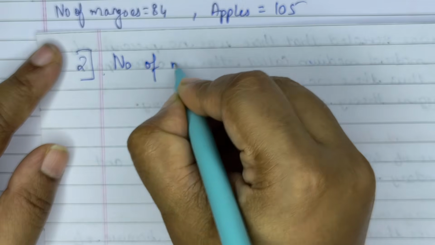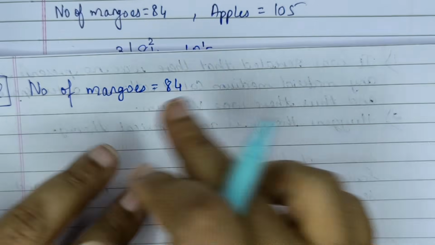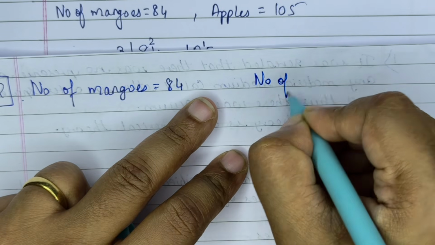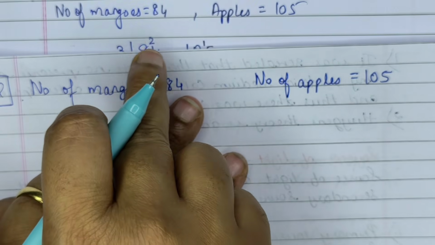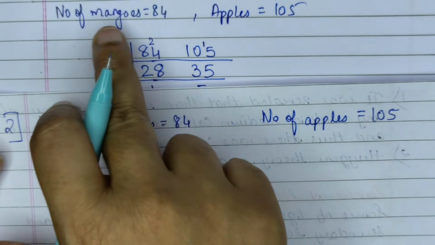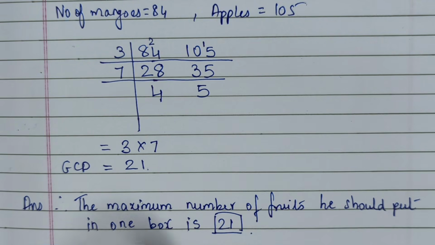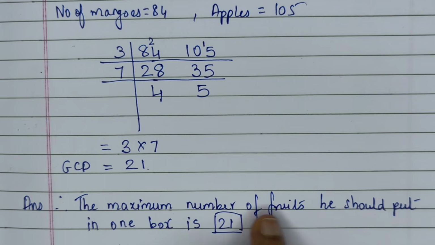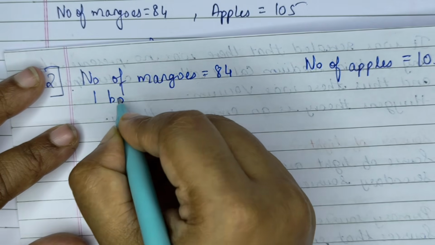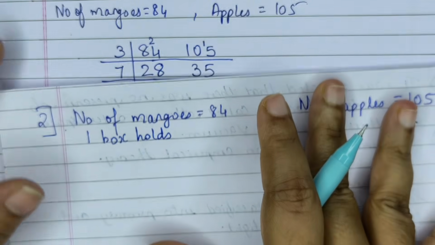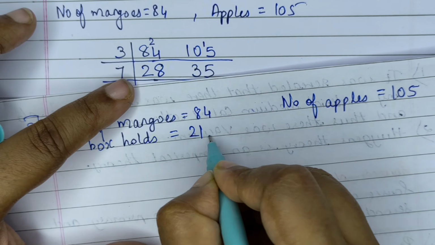Number of mangoes is 84, and here I am writing number of apples. Number of apples is 105. Now what did we get? GCD we got 21. What was that? Maximum number of fruits he should put in one box, and one box holds how many? 21 fruits. In one box he can put 21 fruits.